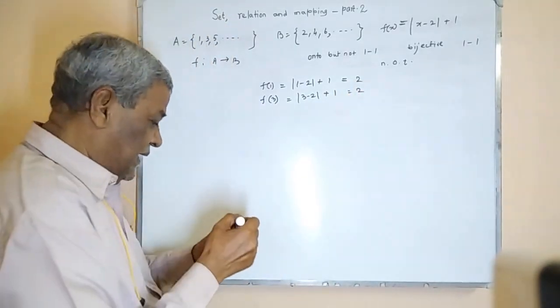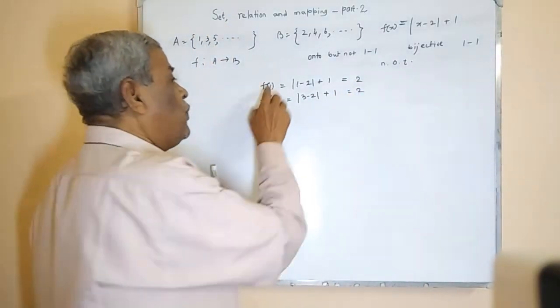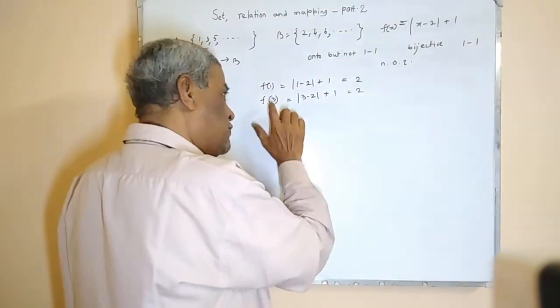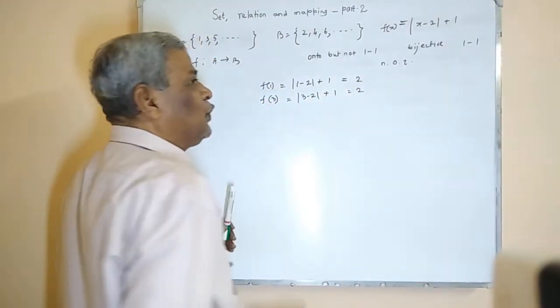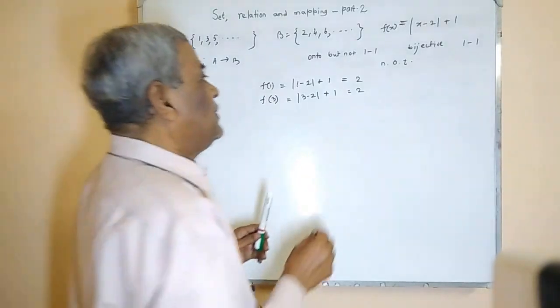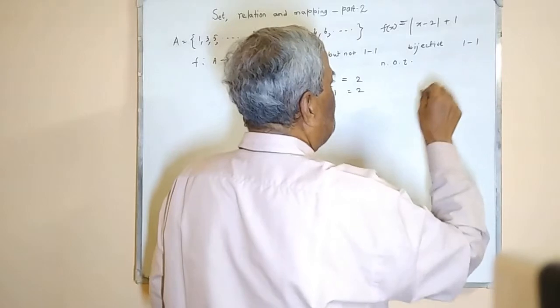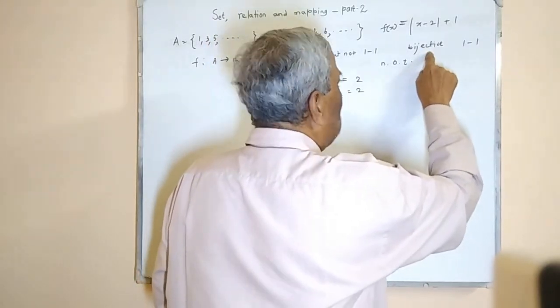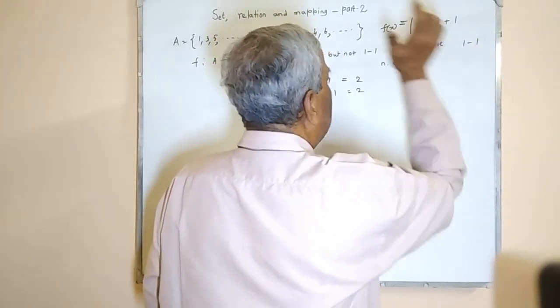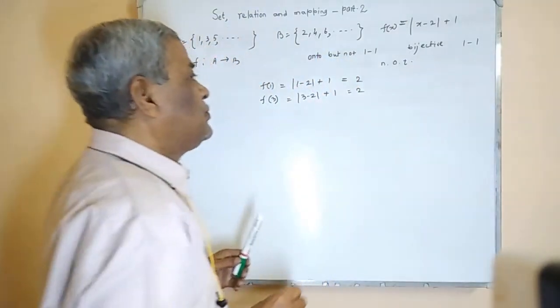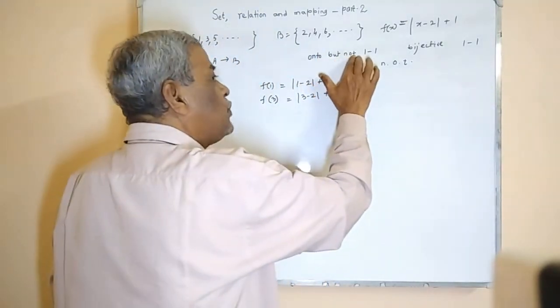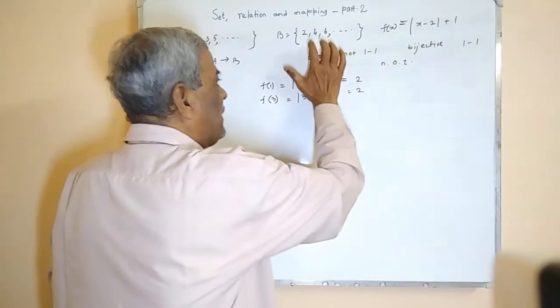So it maps 1 to the point 2, and 3 to the same point 2. So it is not 1-1. So bijective is not possible. Now we have proved it is not 1-1, but we have to prove that it is onto.